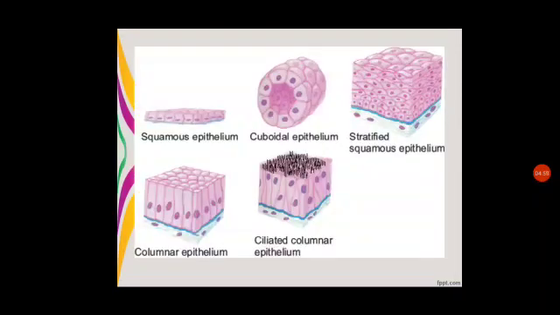Here in this diagram you can see squamous epithelium, cuboidal epithelium, stratified squamous epithelium, columnar epithelium, and ciliated columnar epithelium. You can see in each cell there is a nucleus, and the structure of the cell is different in each epithelium. Like in the columnar epithelium, the cells are column shaped, so it is named as such.